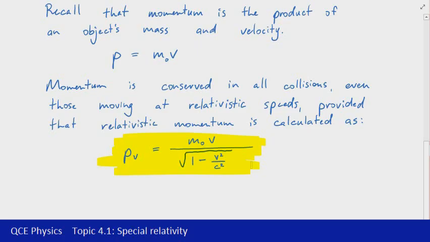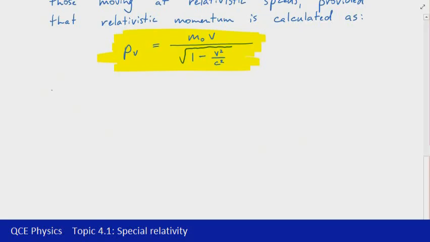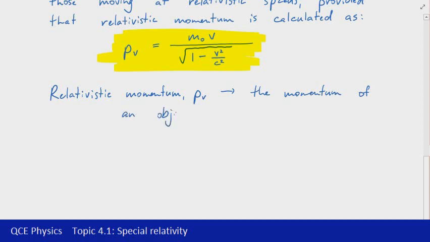Now the definition for relativistic momentum that you need to be able to use, and again from the syllabus, is as follows, and not surprisingly it's not too dissimilar to other relativistic quantities that we've defined. It's the momentum of an object when it's measured in the frame of reference in which that object is in motion.